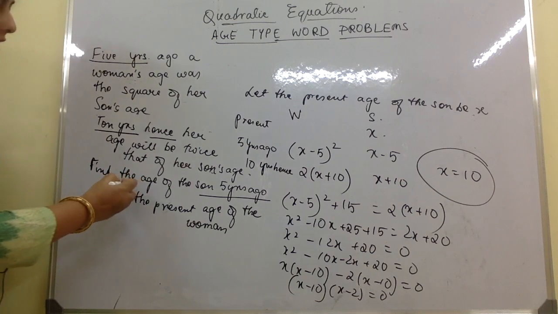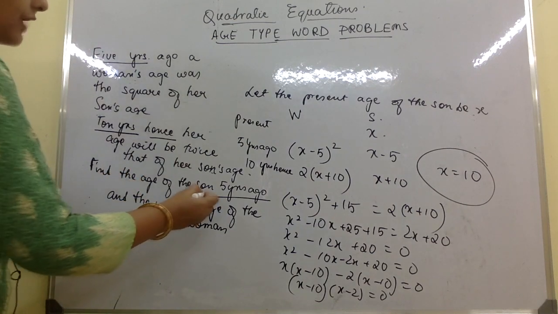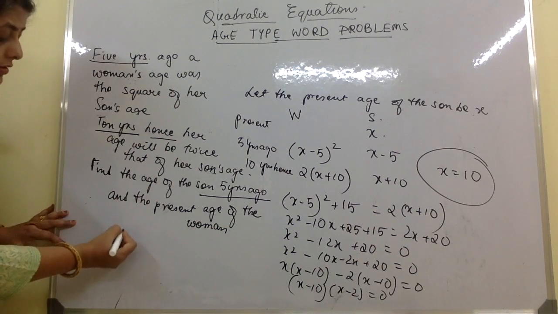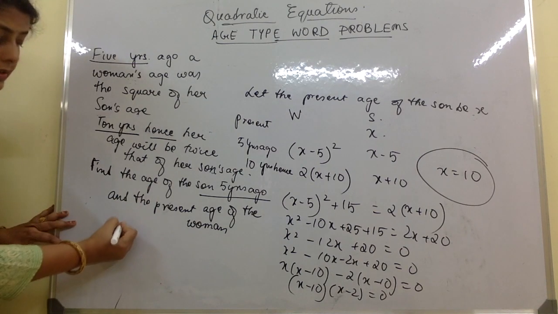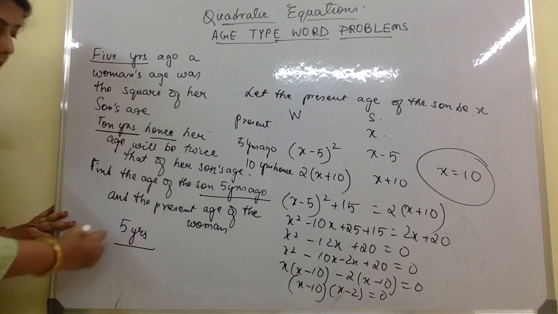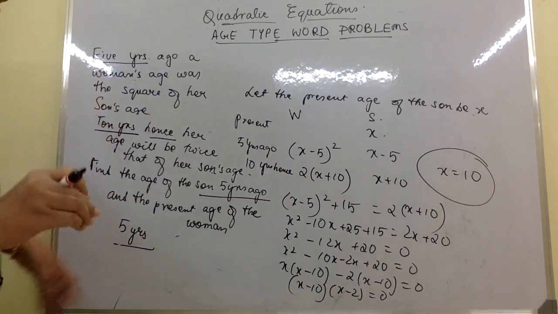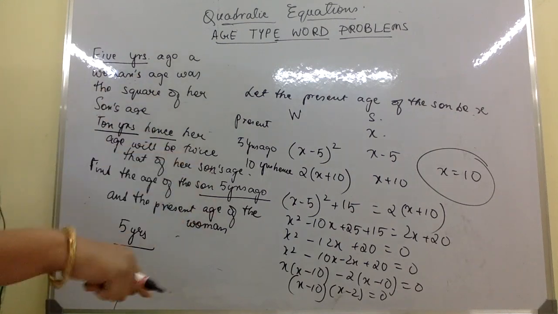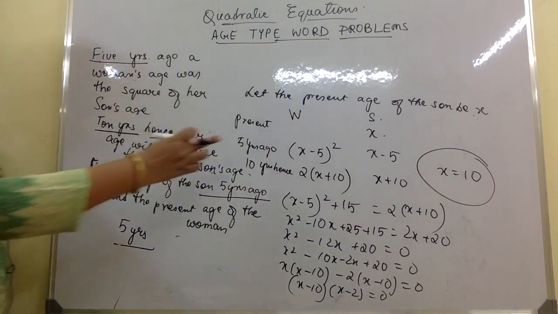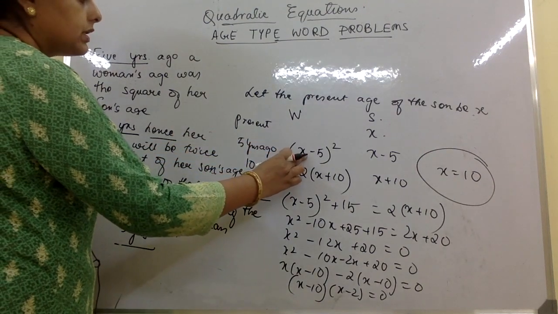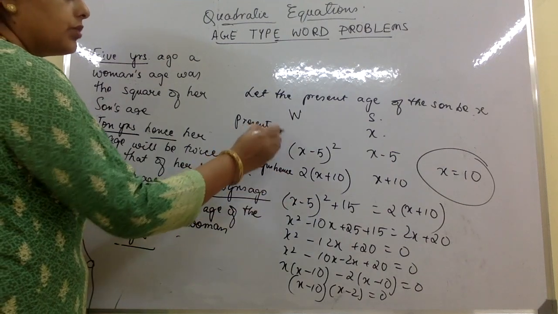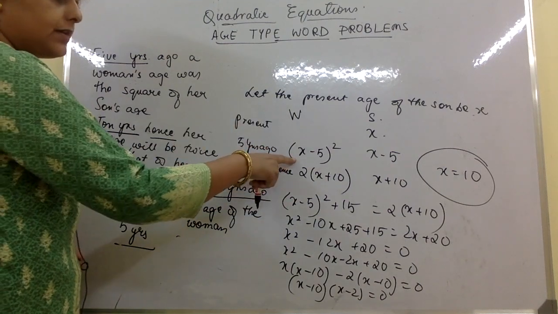Okay, now what have they asked? Present age of the woman and 5 years ago, how much was the son's age? Son's age 5 years ago, first answer is, if now he is 10, 5 years ago son was 5 years. Now we shall be finding the present age of the woman. Okay, so 5 years ago how much was the woman's age? We don't have a formula for present age of the woman. We'll find it from this.